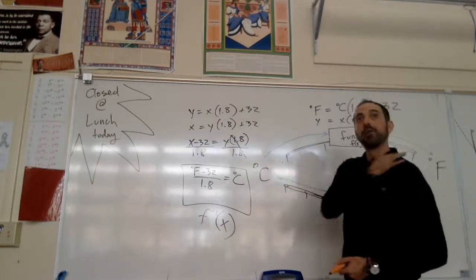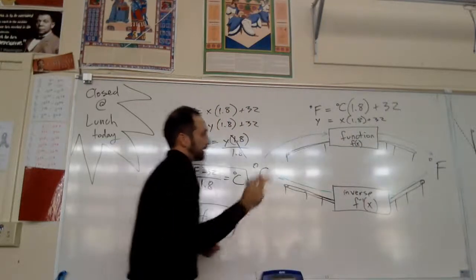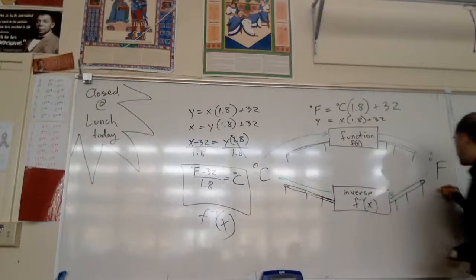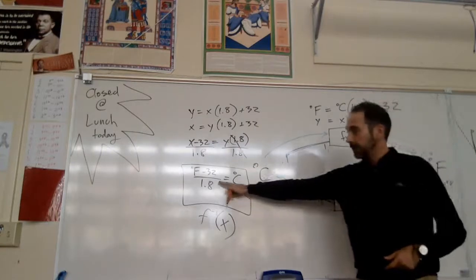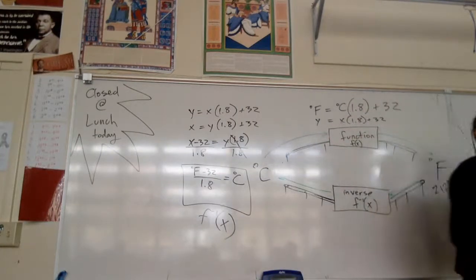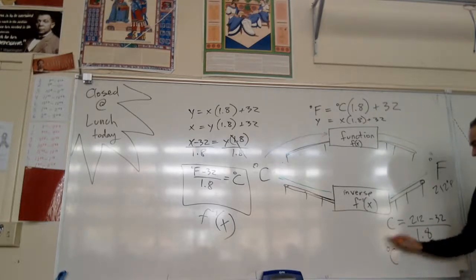So how about we try this one? Let's do... Okay, we're going to put in a Fahrenheit degree of 212 degrees Fahrenheit. Go ahead and use our inverse function now. Plug in your Fahrenheit, see what that value is in Celsius. It's going the opposite direction. Maybe you already know it, but I want you to plug it in. So the Celsius is equal to 212 minus 32 divided by 1.8. What is the Celsius degree?